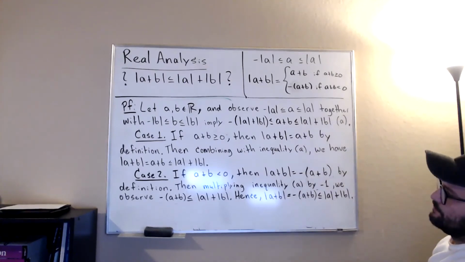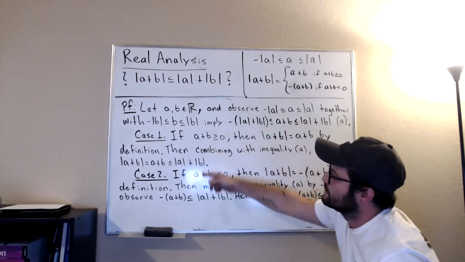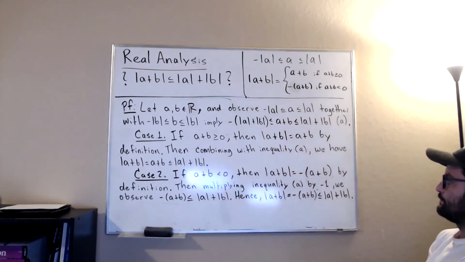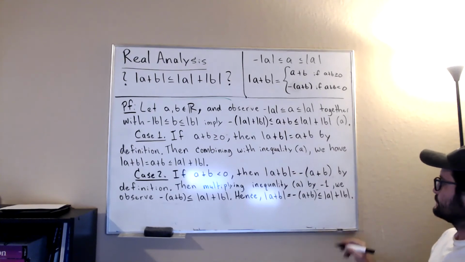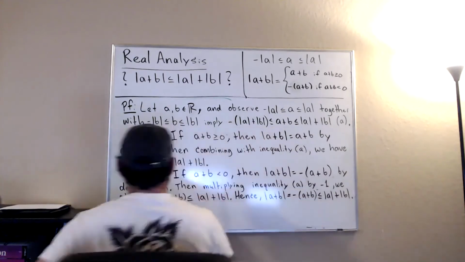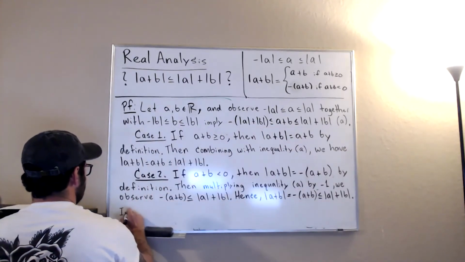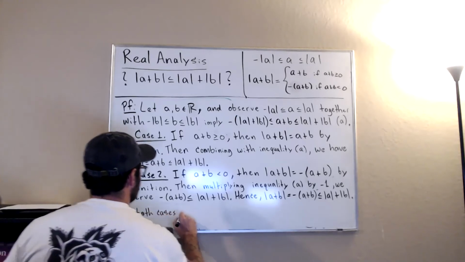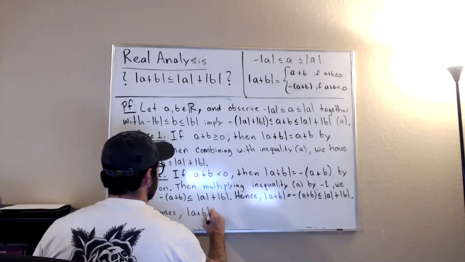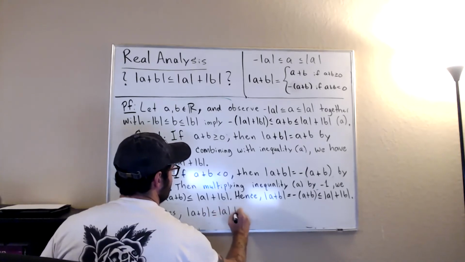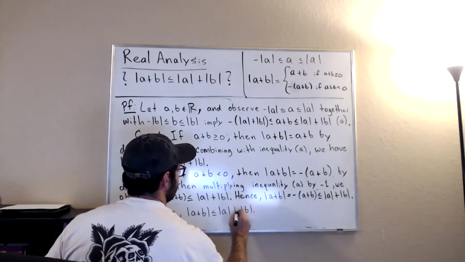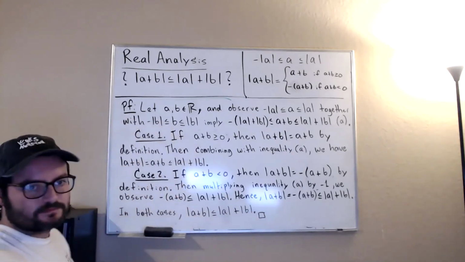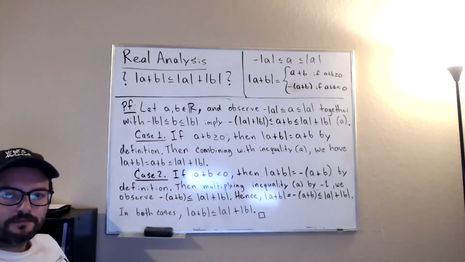In both cases, there's only two cases, it's either greater than or equal to 0 or less than 0. In both cases, we have established the inequality. So maybe you could just say, the same in both cases. The absolute value of A plus B is less than or equal to the absolute value of A plus the absolute value of B. Got it. Okay.